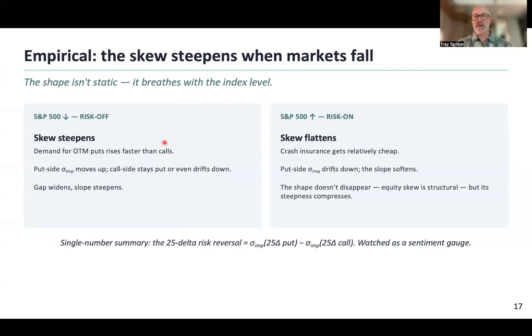And then the opposite's also true. So in a calm market, out of the money puts become cheap relative to history. So there's less skew in that picture on the prior slide.